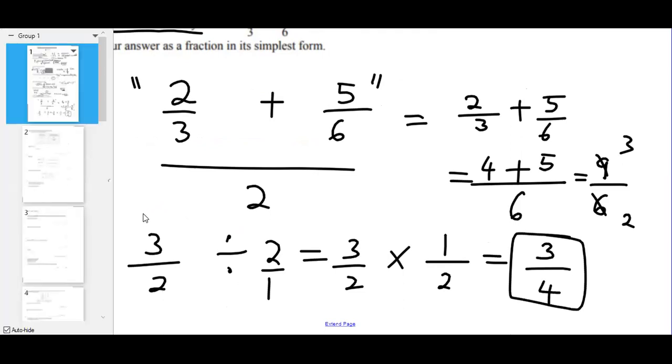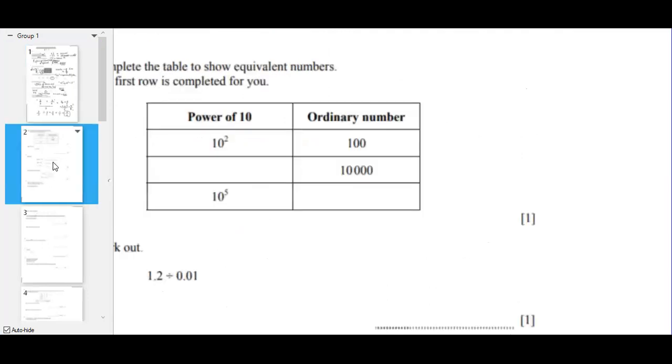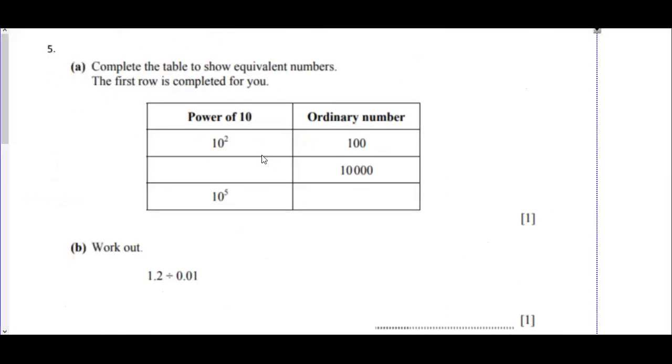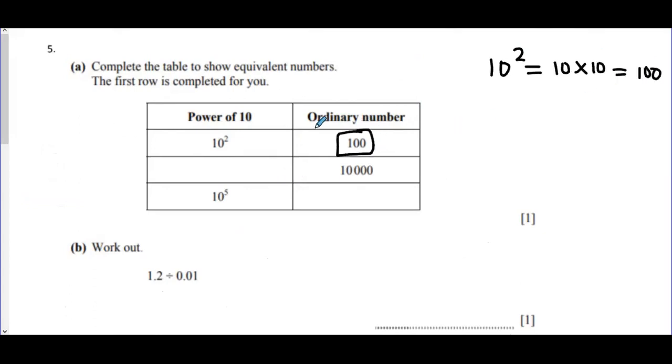All right, so the next question will be this question here. This question requires you to just understand the powers of 10. So 10 power 2, 10 square, means 10 times 10 and this gives you 100, and it's something which you can see here. And this 100 is what we call an ordinary number. Now, the question comes, which power is representing the ordinary number 10,000?